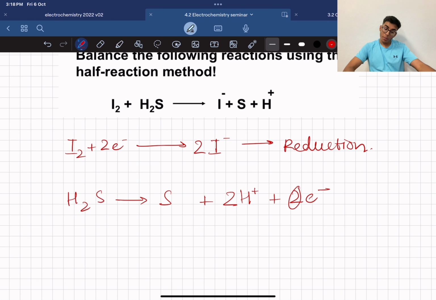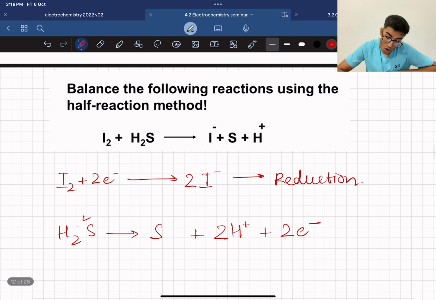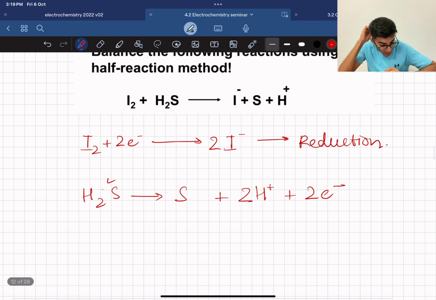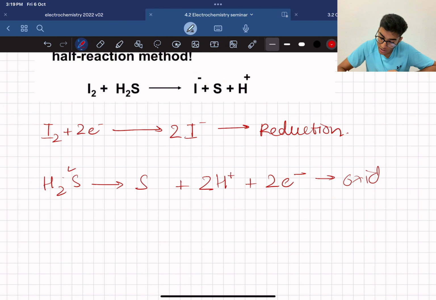Why 2? Because 2H plus. Why did I add 2 to H plus? Because H2, to balance it out. I hope you understand, guys. This is one half reaction. I'm going to write more so you guys understand more. So this is just one of them. And now, in the process of writing these equations, this represents oxidation. Sorry, let me just write that down.